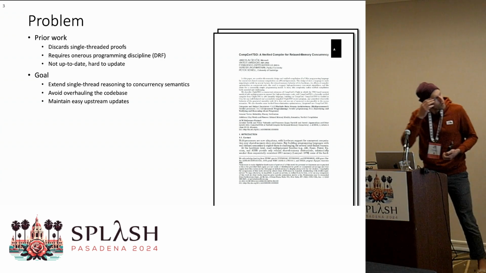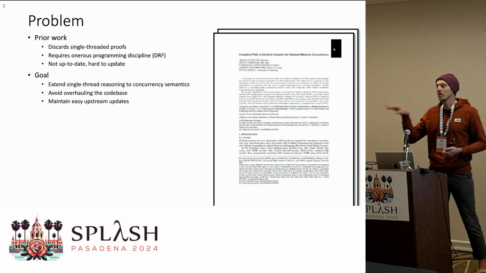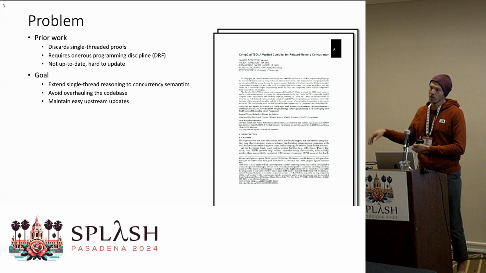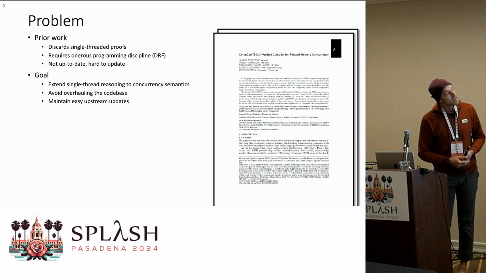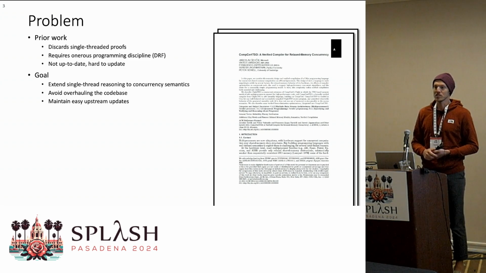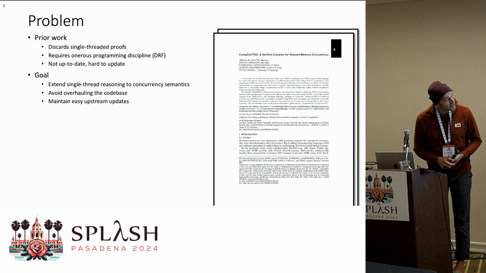Okay, so our goal is we want to take the proofs that exist in CompCert that are about single-threaded programs. We want to take that reasoning and lift it up to multi-threaded programs. And I want to do that in a way where I don't shred the existing proofs, because those are exhausting and laborious to put together.